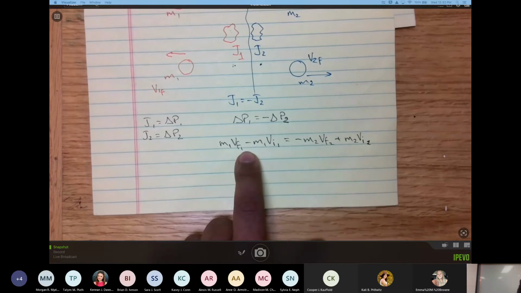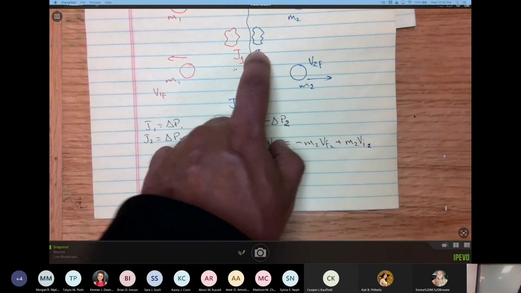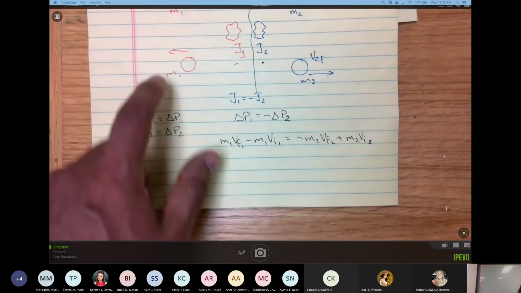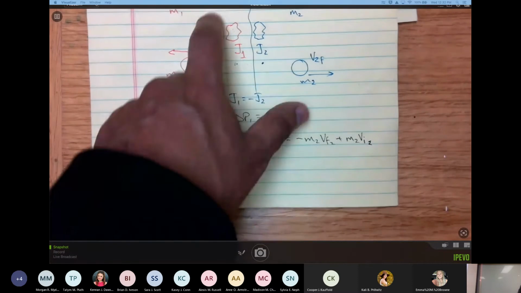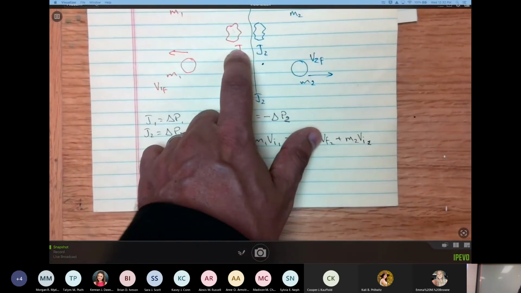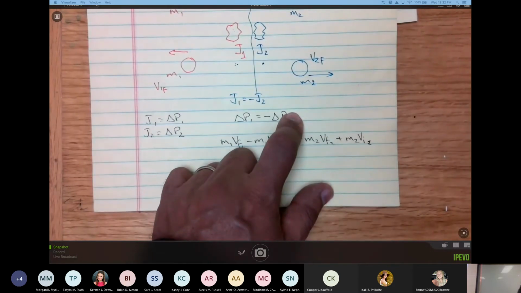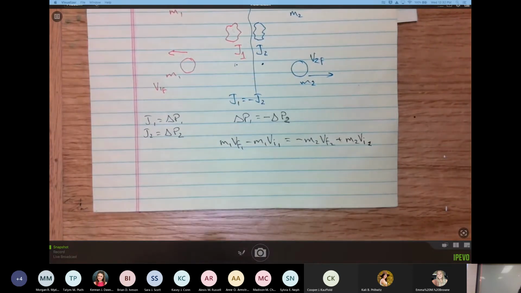So basically I'm saying I really don't care what happened in the middle. If I know the initial conditions, I can find the final conditions regardless of what happened here. I don't care what the impulses are. If I have enough information, I can predict the behavior of all particles. Right now, I'm doing it with just two particles, but this can be applied to 3, 4, or n number of particles.